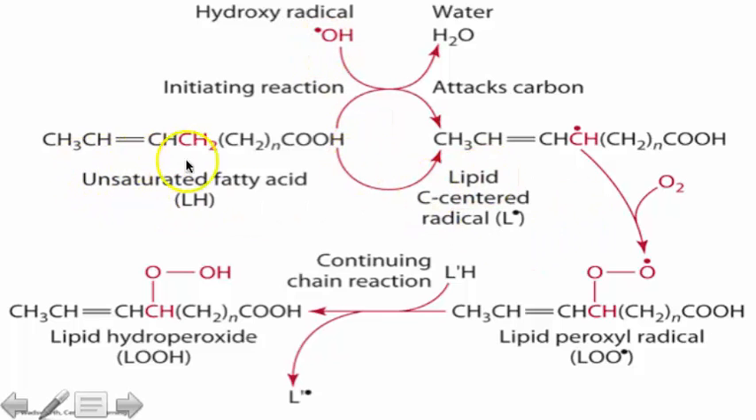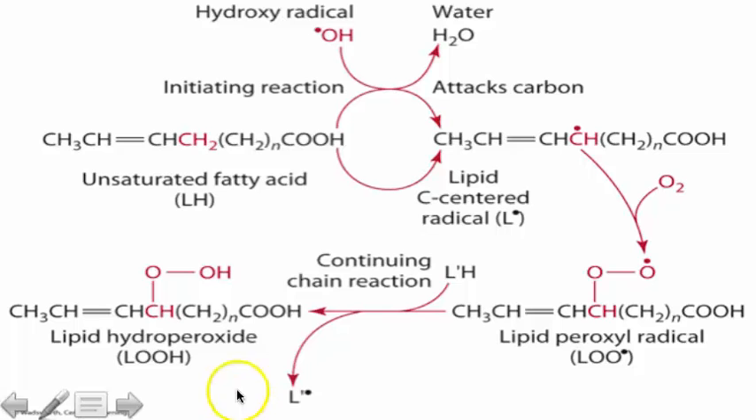So we see here the unsaturated fatty acid, and then we see that if exposed and interacting with a hydroxyl radical, the lipid component here will then become oxidized and form a radical itself. So the interaction with the hydroxyl radical then forms this lipid C-centered radical. Then we see this lipid C-centered radical can actually have additional interactions with oxygen and form a lipid peroxyl radical. So we see the formation of a lipid peroxyl radical and then further propagation to additional radicals.